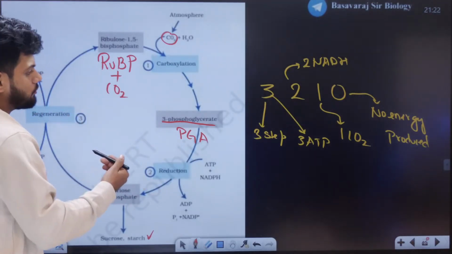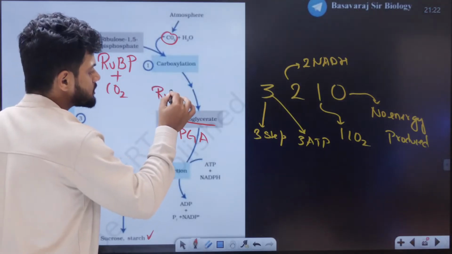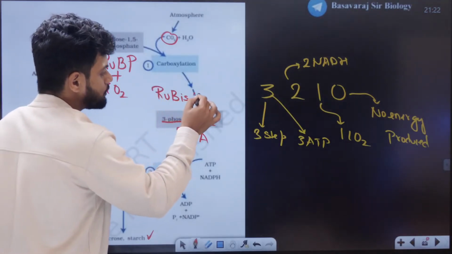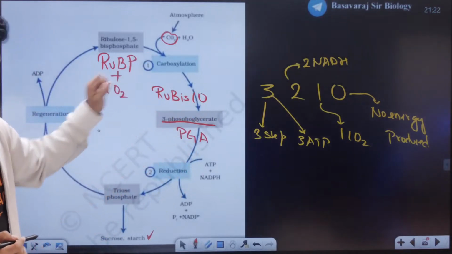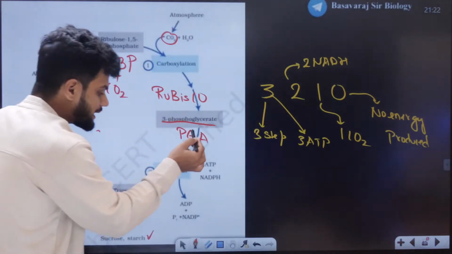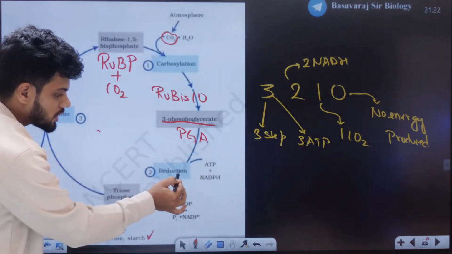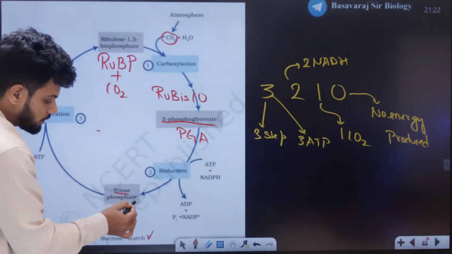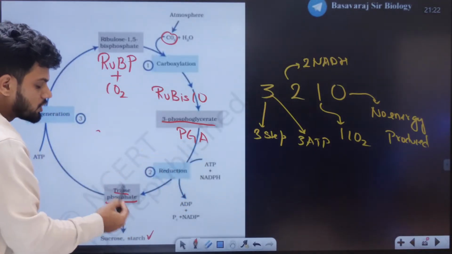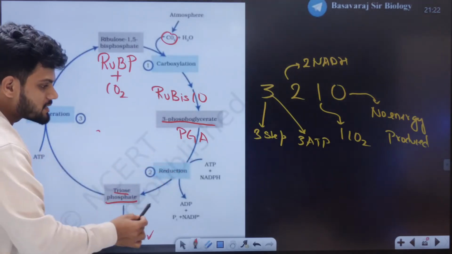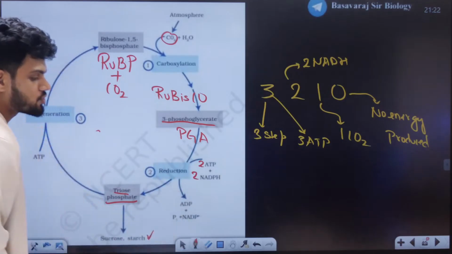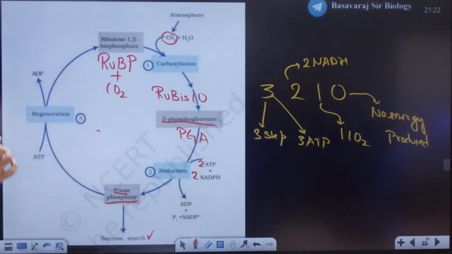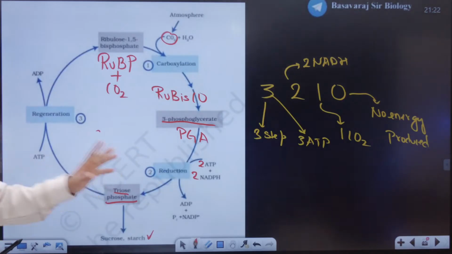Now there is an enzyme involved here. The enzyme involved here is the Rubisco enzyme, the carboxylase oxygenase enzyme. That is the first step. Now PGA undergoes reduction to produce triose phosphate. So PGA goes to triose phosphate. In this entire step, 2 ATP and 2 NADPH are used in the reduction phase.